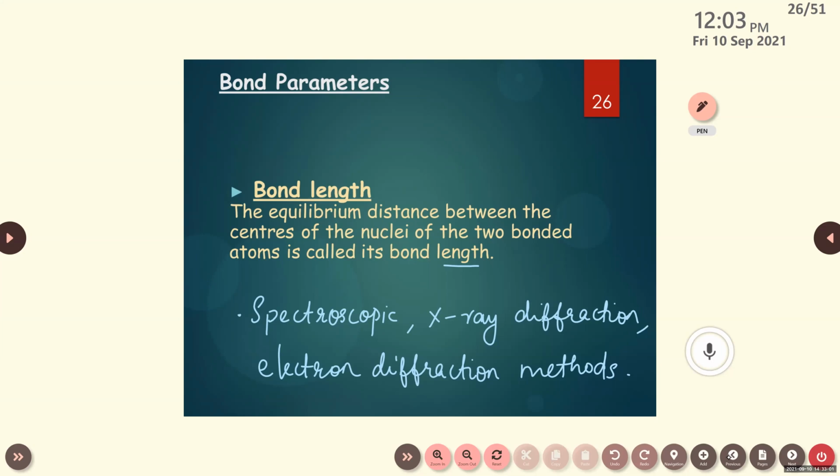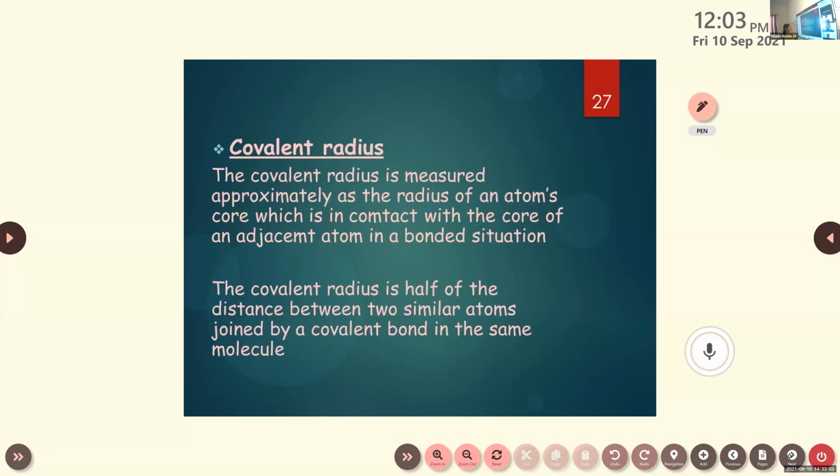Okay. Then we are moving to covalent radius. This covalent radius is measured approximately as the radius of an atom's core, which is in contact with the core of an adjacent atom in a bonded situation. During bonding, two atoms will be bonded together either by ionic bond or covalent bonding, right? There will be some force of attraction between these two atoms. So here this covalent radius is measured approximately as the radius of an atom's core.